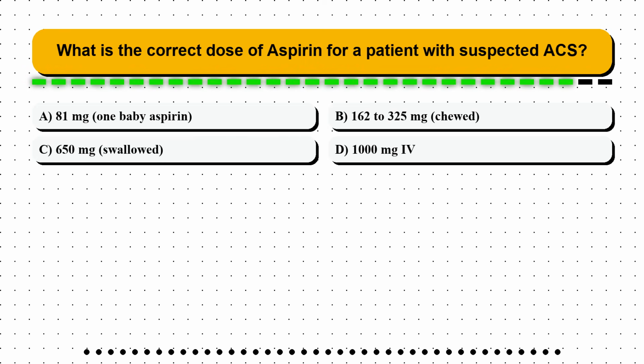Question 20. What is the correct dose of aspirin for a patient with suspected ACS? Option A, 81 mg, 1 baby aspirin. Option B, 162 to 325 mg, chewed. Option C, 650 mg, swallowed. Option D, 1000 mg.